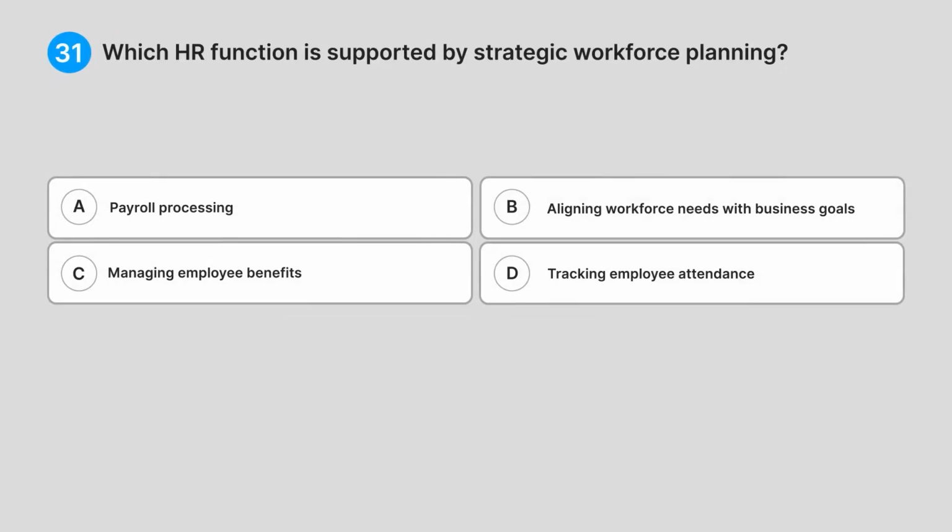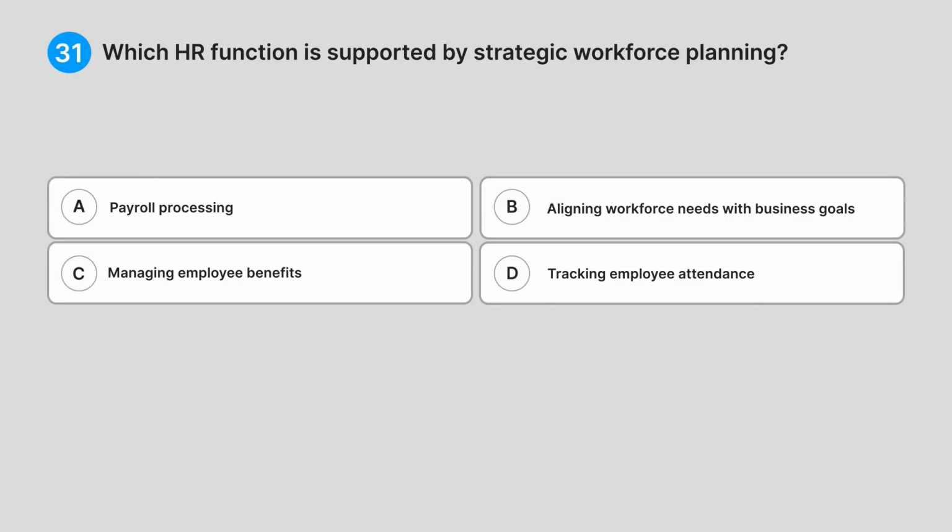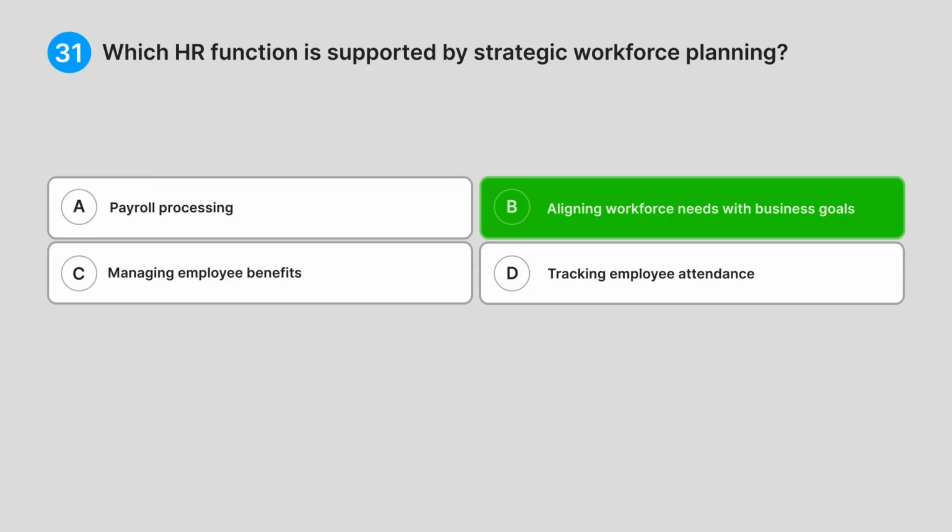31. Which HR function is supported by strategic workforce planning? A. Payroll processing. B. Aligning workforce needs with business goals. C. Managing employee benefits. D. Tracking employee attendance. Can you guess the answer? Correct answer, B. Aligning workforce needs with business goals.